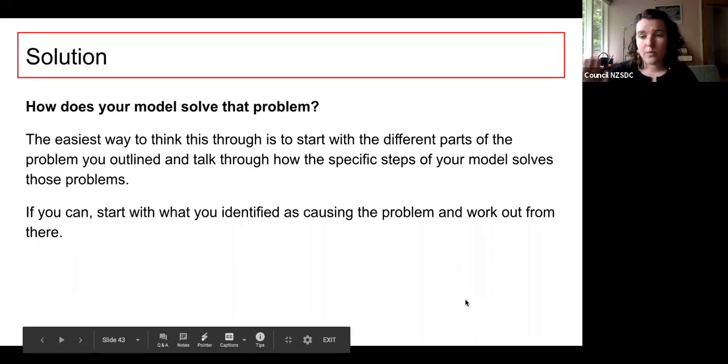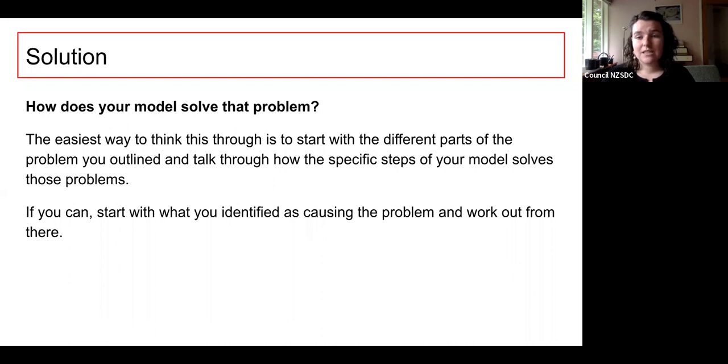Okay, any questions about models or the problem so far? Nope. Okay, solution. So how does your model solve that problem? The easiest way to do this is to start with the things that you outlined in the problem and then match up to each of those different things how each of those things is solved by taking the action that you took.